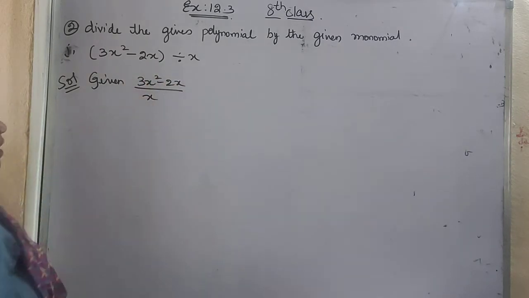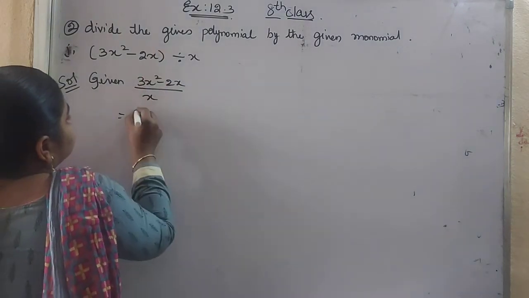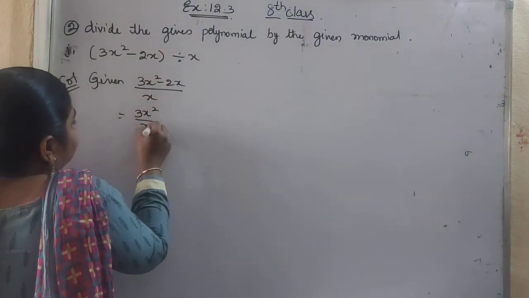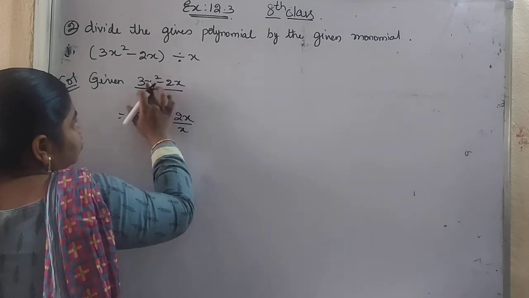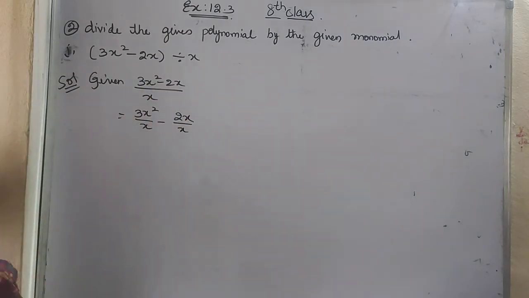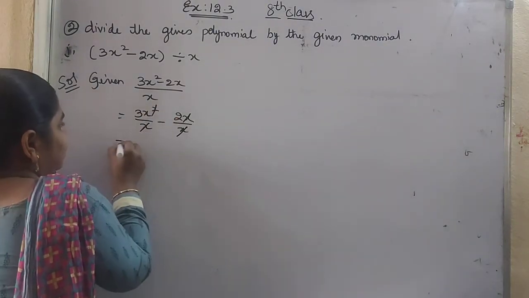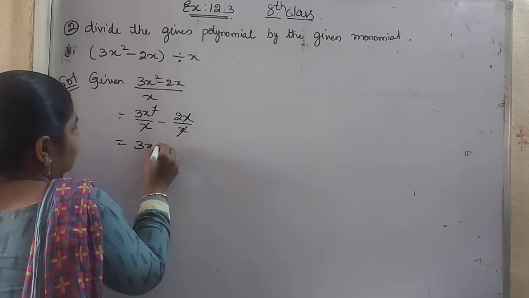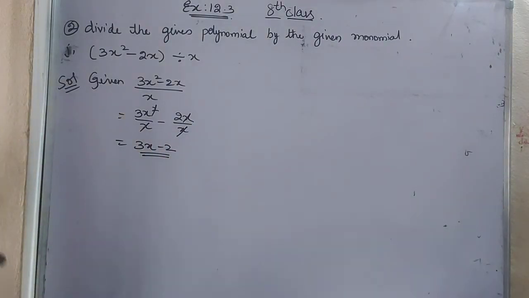Divided by x. So divide 3x square by x, and 2x by x, because this x belongs to both the terms. So here x is cancelled, x is cancelled, the remaining value will be 3x minus 2. So what is the answer? Answer is 3x minus 2.